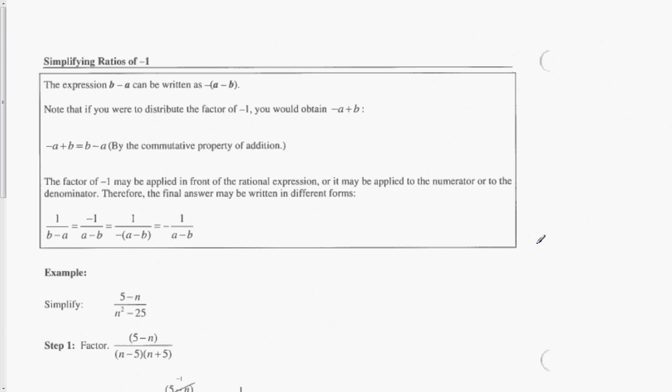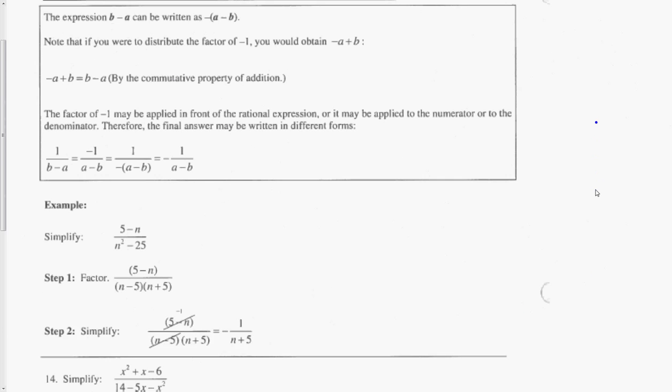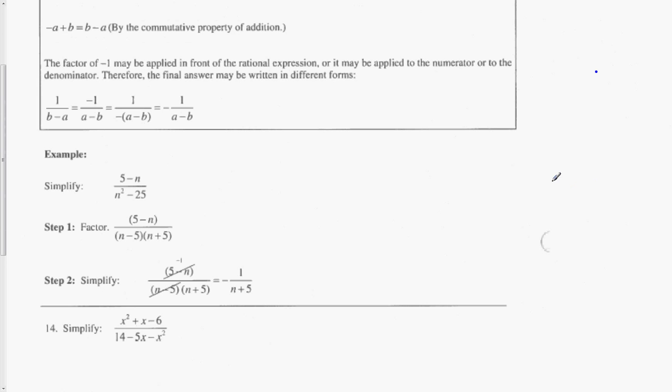Okay. These next ones are going to look very similar except for their signs. We're going to need to be careful. If I want to change a 5 minus n, if I have an n minus 5 on the bottom, it is okay for me to factor out a negative 1 from that 5 minus n and change its sign to a 5 plus n. I'm sorry. Let's go back. That's going to be reversed.